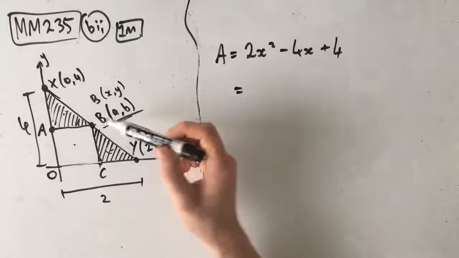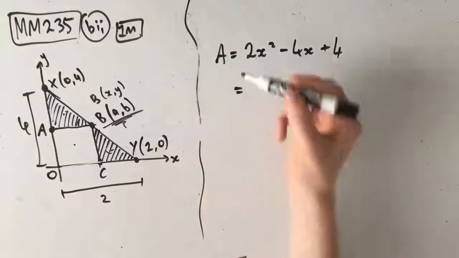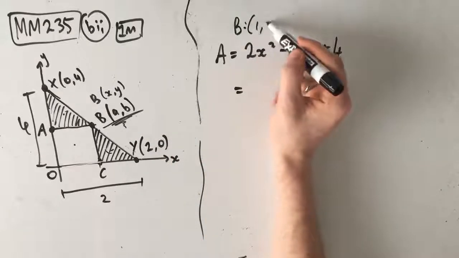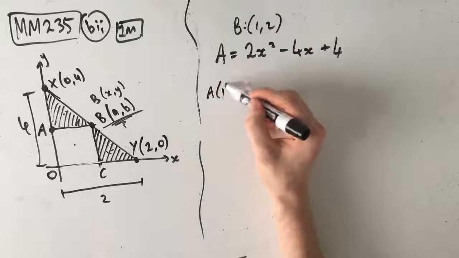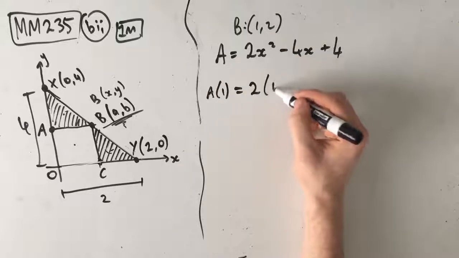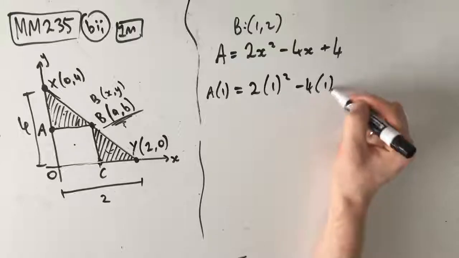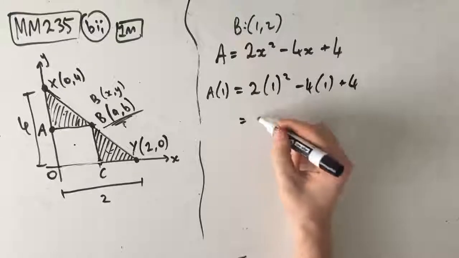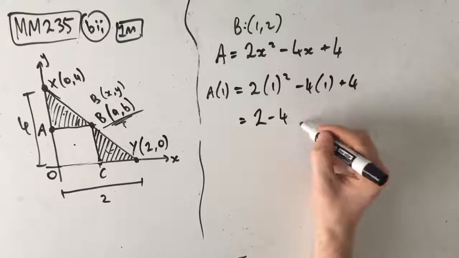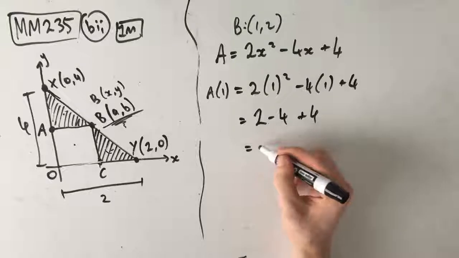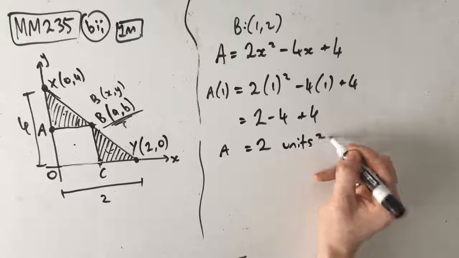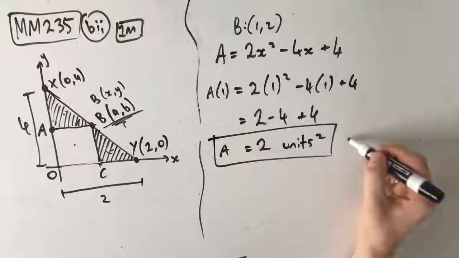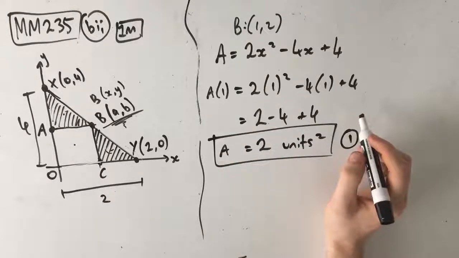So we know that the x value at the maximum area is equal to 1, because B was at (1, 2), which means that our x value at maximum area is 1, so we simply need to sub in 1 for our x value. So 2 times 1 squared minus 4 times 1 plus 4 gives us 2 minus 4 plus 4, which is equal to 2. So area is equal to 2 units squared. This is our final answer and first and only mark for part B II.